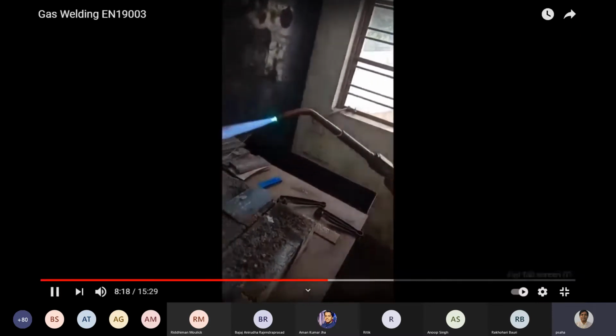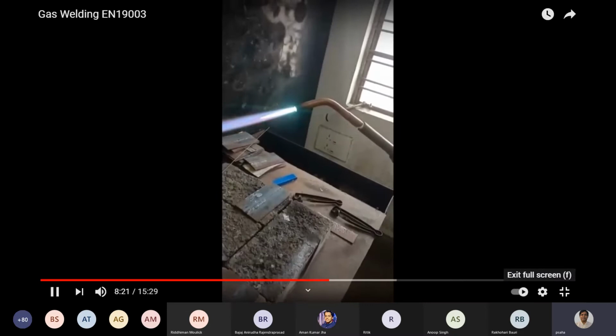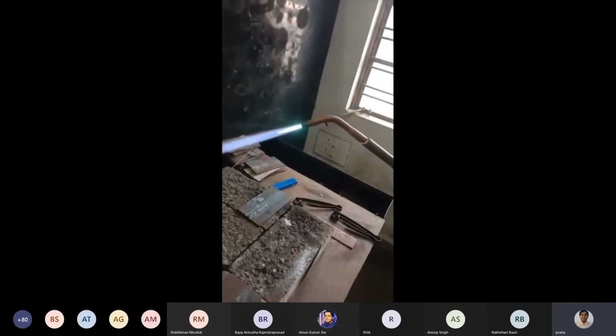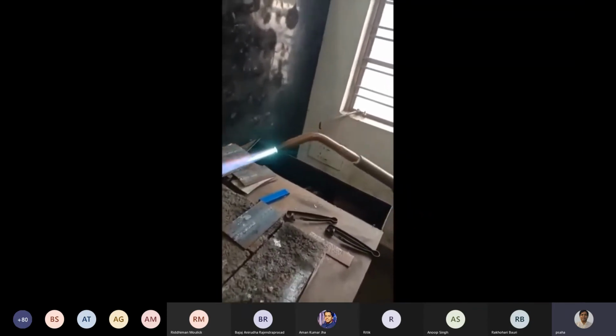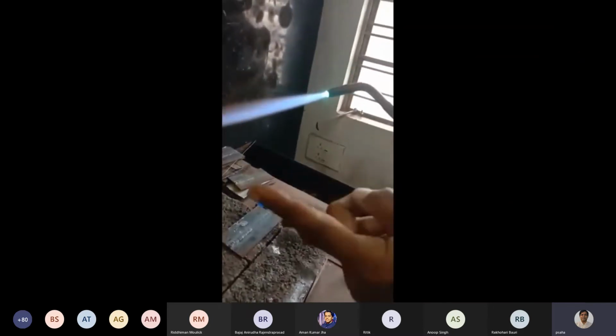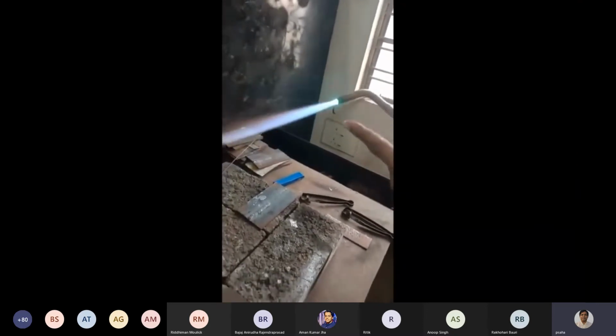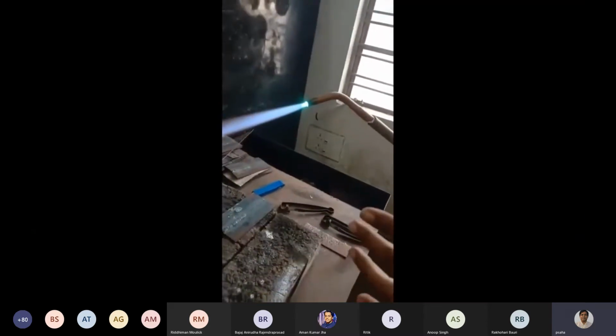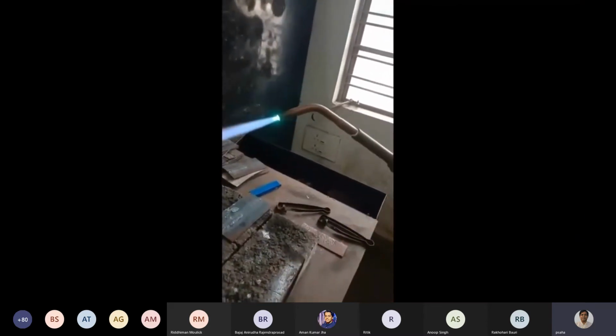In the earlier flame, acetylene is rich. That means oxygen is 0.9 and acetylene is 1 part, 0.9 to 1. And in the neutral flame, acetylene and oxygen are about 1 to 1, that is, equivalent volume. And this is the widely used flame. Most of the welding is done using this flame. And the temperature at the inner cone is about 3000 to 3200 degrees centigrade.